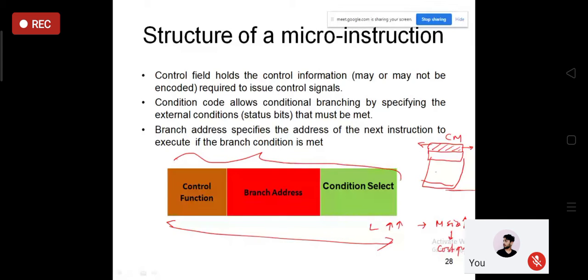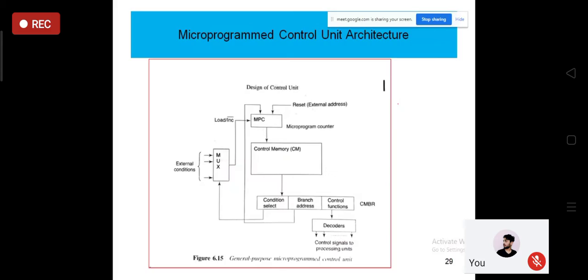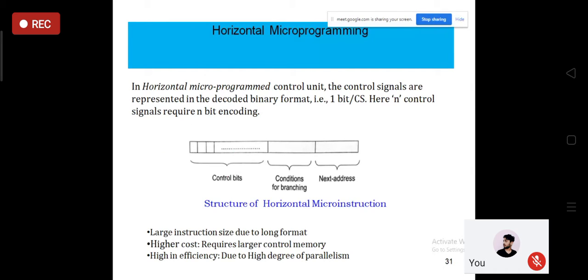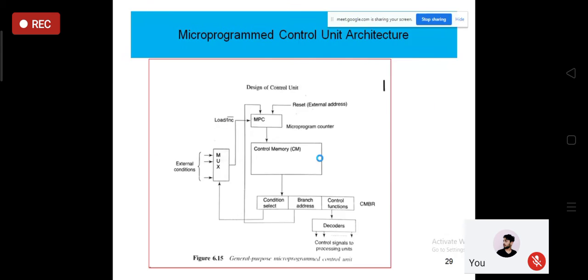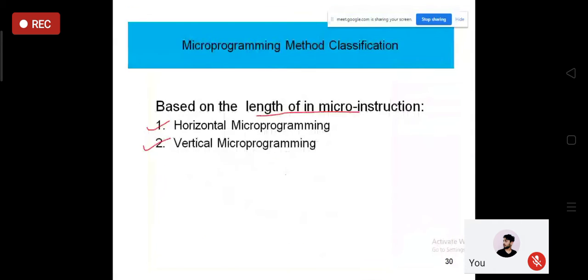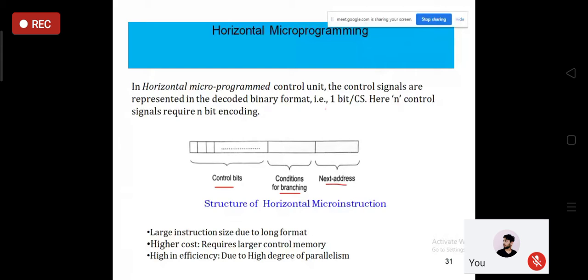So basically this is the format for one instruction, you can say. This is for one instruction. Lots of instructions are there. Okay, so depending on the length of this, actually we are going for two types or two patterns, whether we will go for horizontal or we will go for vertical. Okay, now let's see the thing. You have seen the three fields, right? Control bit, condition branching, and next instruction. If you remember, the condition select or condition, then the branch, and you have the control field. Okay, the same pattern, maybe the shifting this side, that side may happen, it may vary.